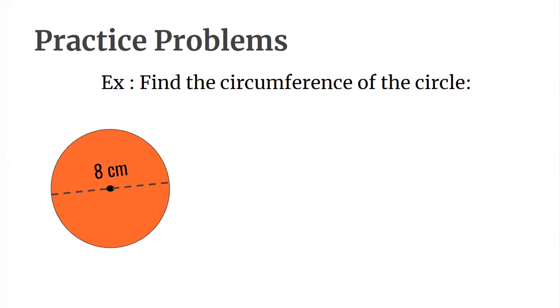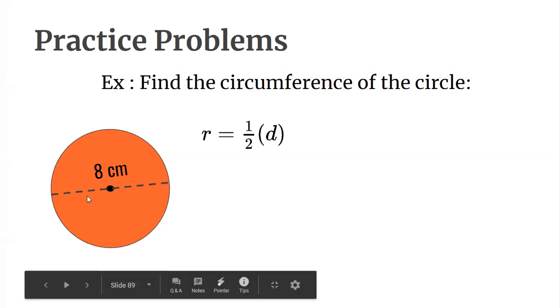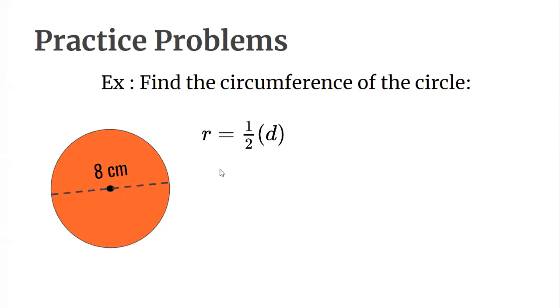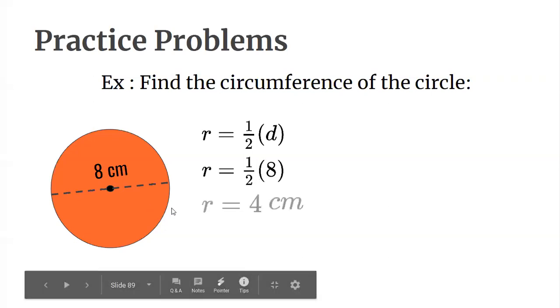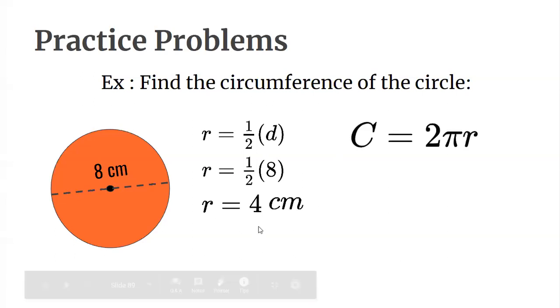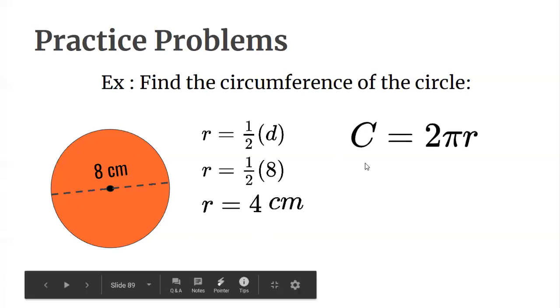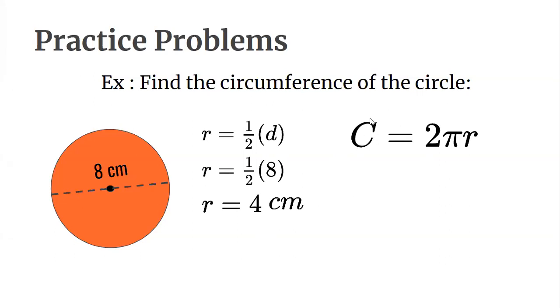So, practice problems you could do. Find the circumference of the circle. Okay, I'll help you out with this one. First off, we find the radius, and we can find the radius by dividing by 2 or multiplying the diameter by 1/2. You should get r equals 1/2 times 8, which equals 4 centimeters. So radius equals 4 centimeters. And then once you get the radius, you could pretty much solve this whole problem already.